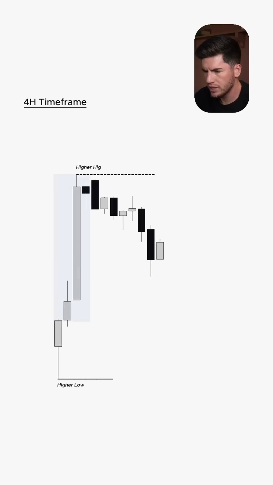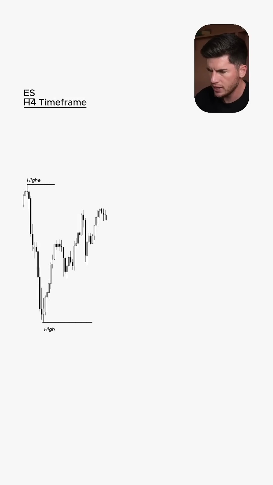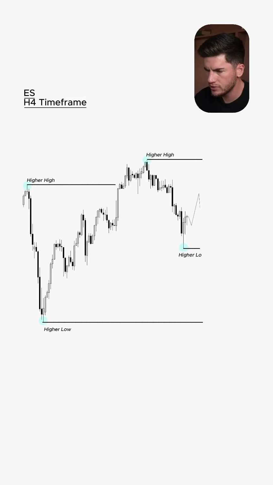If price is currently sat inside a 4-hour gap, you want to trade away from that gap following the 4-hour trend. Here's an example. Here we're trading the ES, which is printing higher highs and higher lows. So it's a market we want to trade.